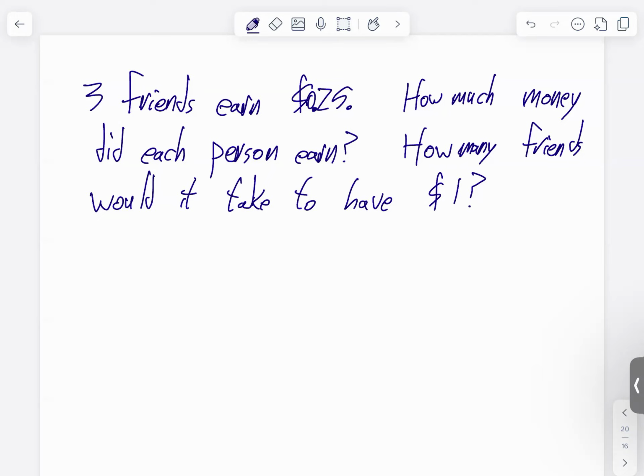So again, the question is, three people work together, slave away for our corporate overlords, and are paid a quarter for all three of them. All three of them share the quarter. They take turns holding it under the pillow at night. I don't know. How much money per person is there? Follow-up question, how many people would it take to earn $1?